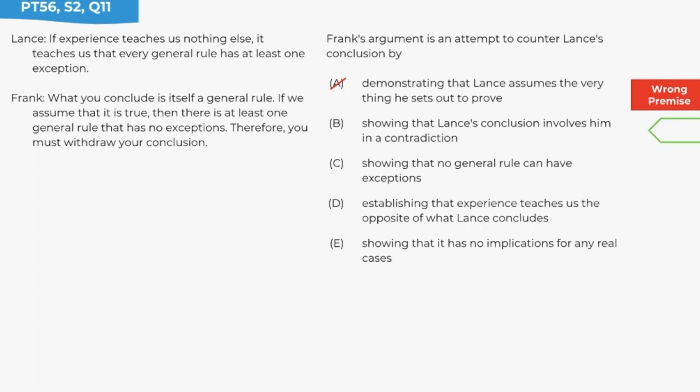Answer choice C says, showing that no general rule can have exceptions. Well, what is the opposite of what Lance is saying? Lance is saying that every general rule has at least one exception. The opposite of every is not every. So to challenge Lance's conclusion is not to go so far as to say no general rule can have exceptions, but just to say that not every rule has at least one exception. So C is strengthening Frank's conclusion beyond which Frank goes to, right? That's simply too strong.